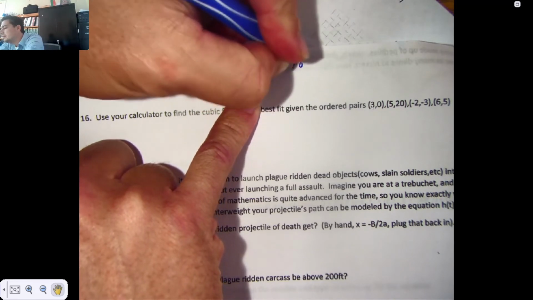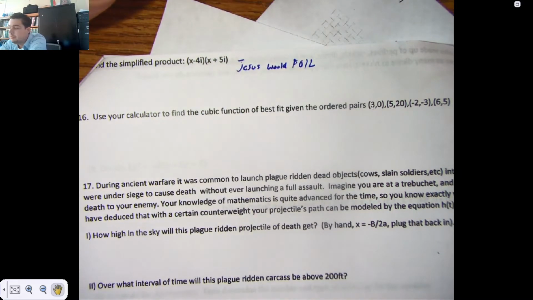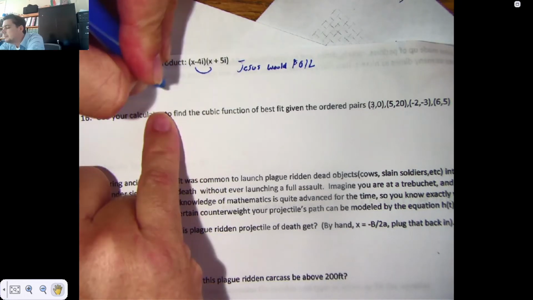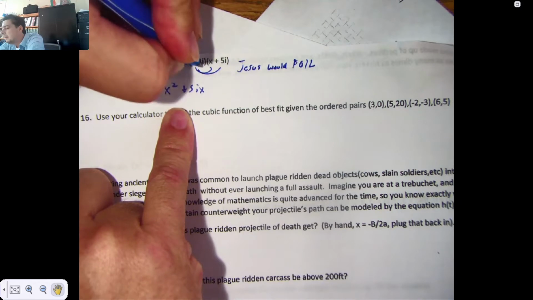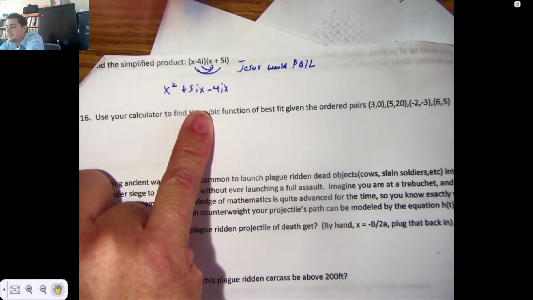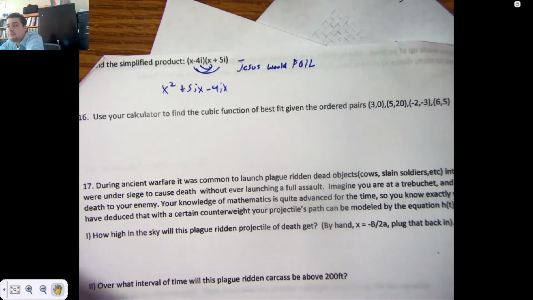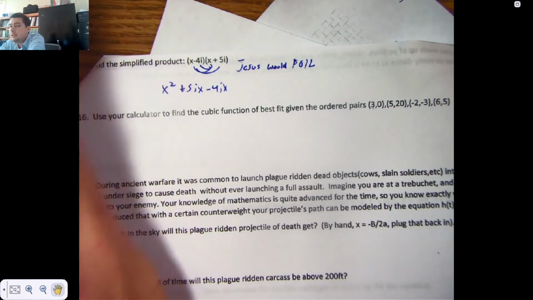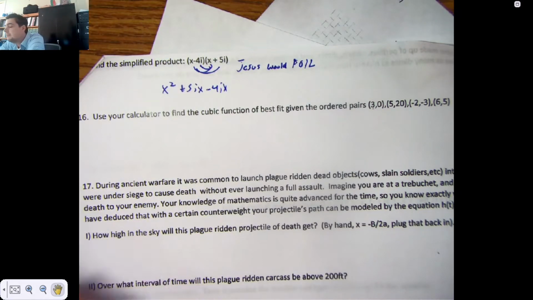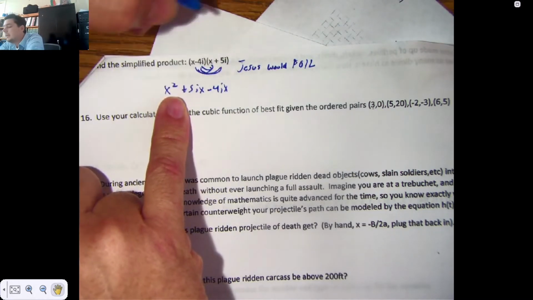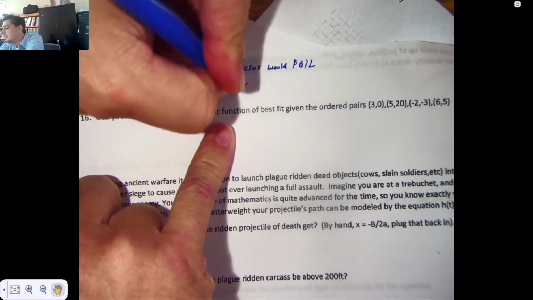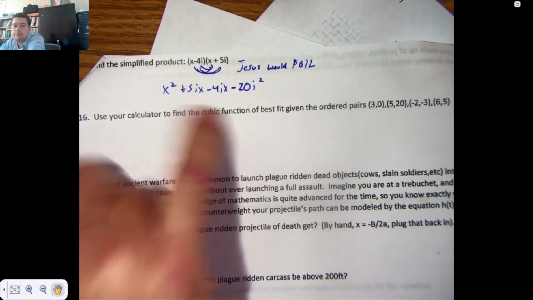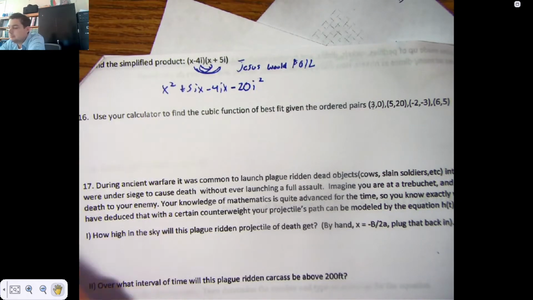If you're ever going to ask yourself, what would Jesus do? The man would foil. So x times x is x squared, plus 5ix minus 4ix, because that's what it is. 5i times x is 5ix. Negative 4i times x is negative 4ix. And then we have the negative 4 times 5i, which has to be negative 20i squared. Has to be. Just has to be.